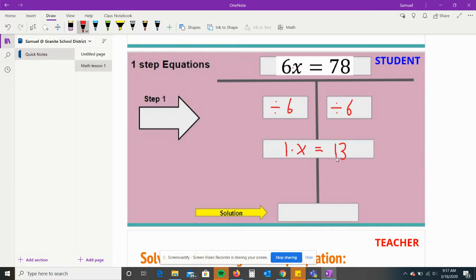And now we've got 1 times x equals 13. And just 1 times anything is just going to be itself. So now we have x is equal to 13. And don't forget, we can always check these by taking this 13 value and plugging it in right there at the beginning. 13 times 6, oh yeah, that's 78. So we know we got it correct.